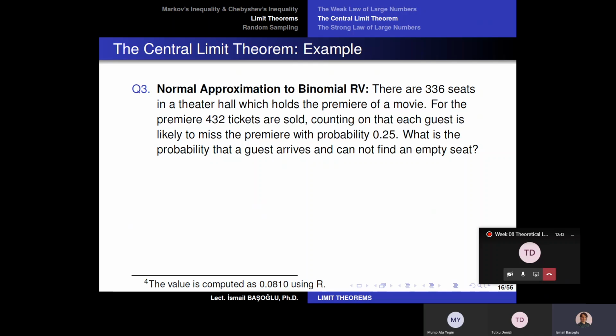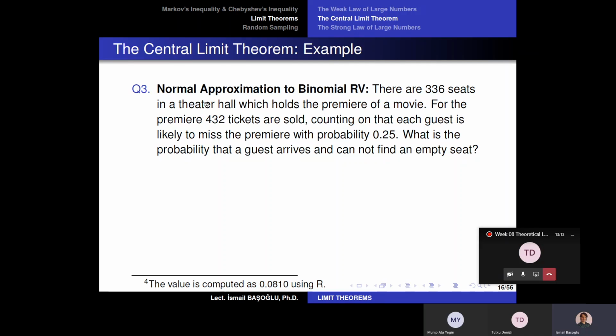Because if you sum up n independent Bernoulli random variables, a sufficient number of them, then their summation should be normally distributed according to the central limit theorem. And that summation is actually a binomial random variable, which means that a binomial random variable will look like a normal random variable. Now we are going to practice this.